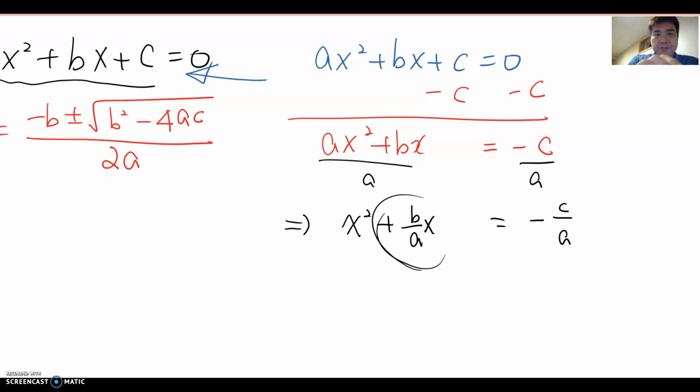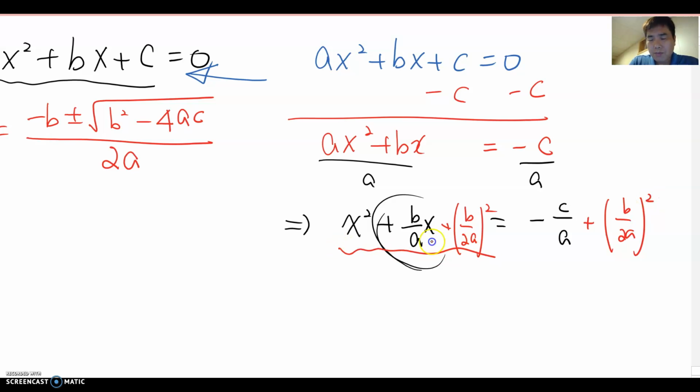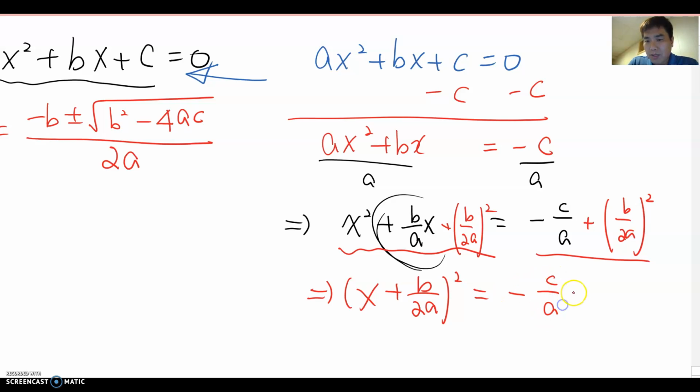So we add b over 2a squared to both sides, okay? Then this left term factors to become x plus b over 2a squared, and the right side becomes negative c over a plus b squared over 2a squared, which becomes 4a squared. Good.